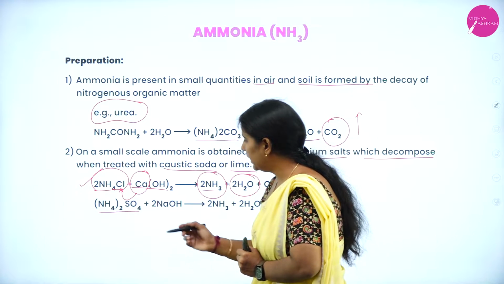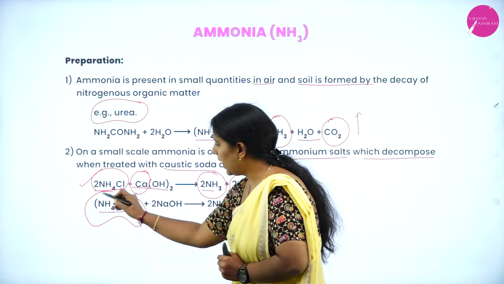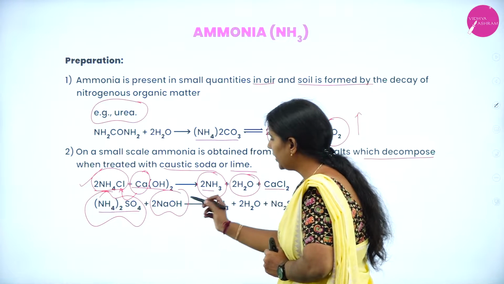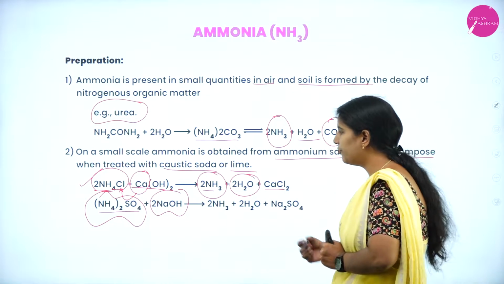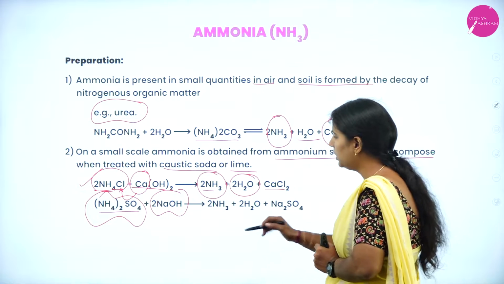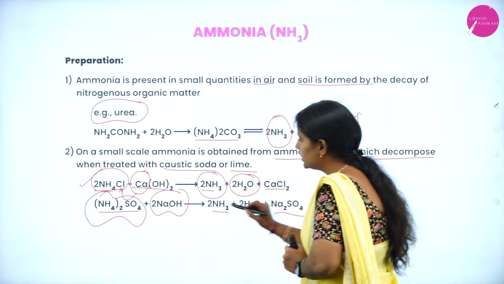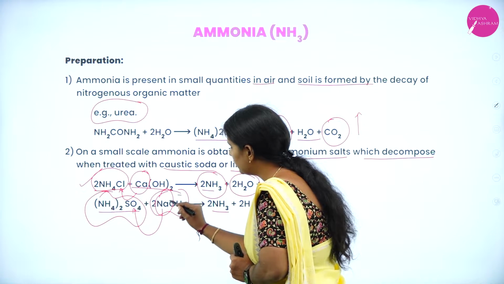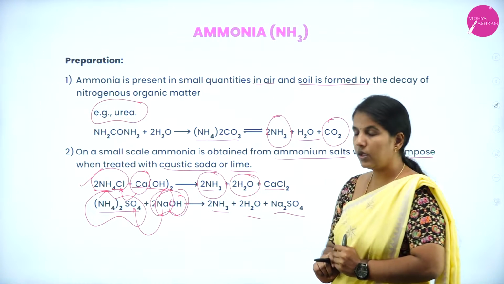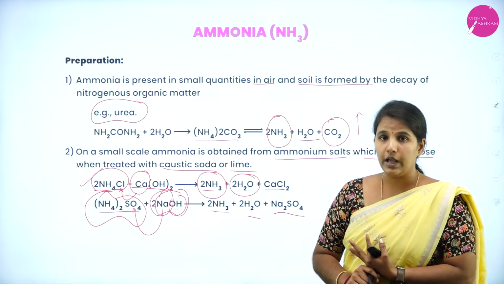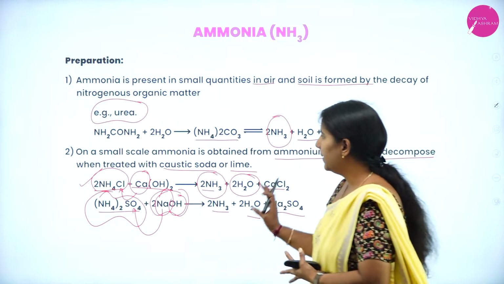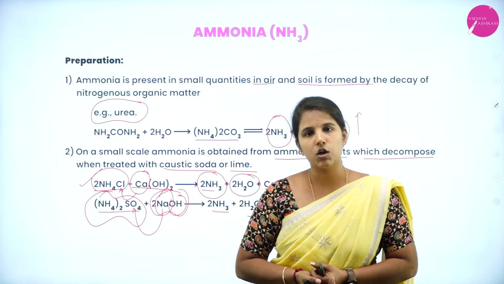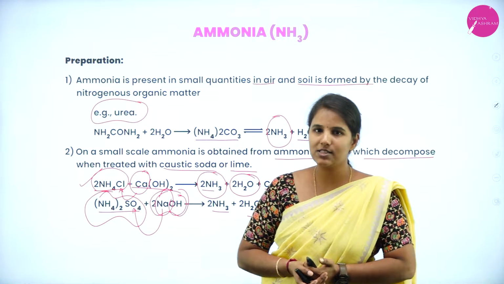We have one more method by taking the ammonium salts. Here I have taken ammonium sulfate, which is allowed to react with sodium hydroxide, which is caustic soda. What does it form? Again, this NH4 loses one of the protons to form NH3, and this sodium combines with the sulfate to form sodium sulfate. Again, one of the protons combines with this OH and forms H2O. Like this, we can easily prepare the ammonia on a small scale by using the ammonium salts with the lime water or with caustic soda. Hope you all understood the first and second method.